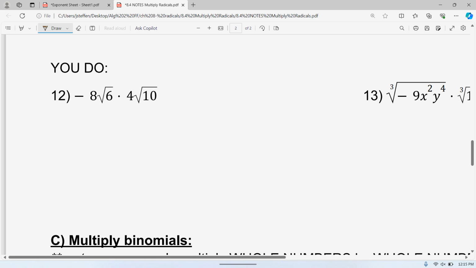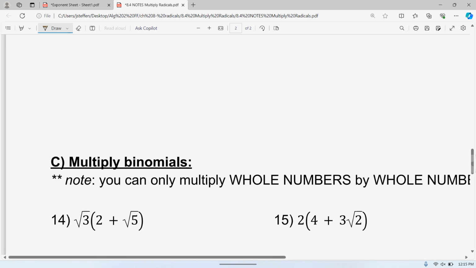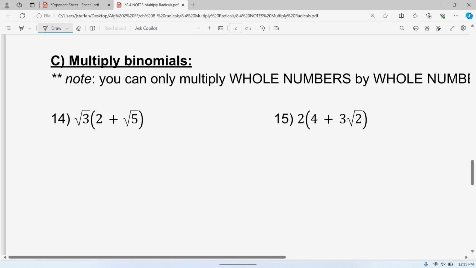For time purposes, I'm going to go ahead and skip the you-do part, and we'll go on to multiplying the binomials.